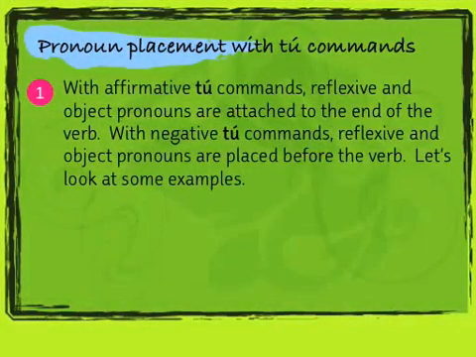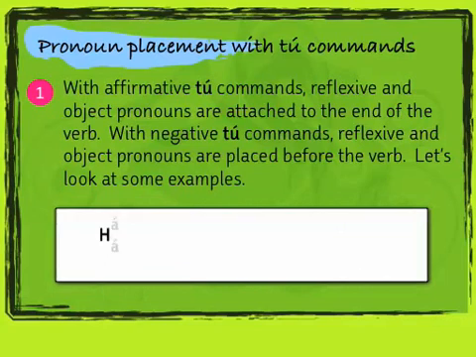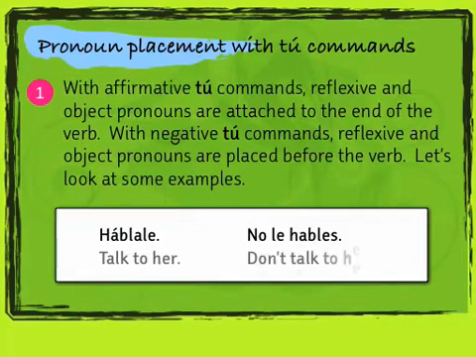Pronoun placement with tú commands. With affirmative tú commands, reflexive and object pronouns are attached to the end of the verb. With negative tú commands, reflexive and object pronouns are placed before the verb. Let's look at some examples. Háblale. Talk to her. No le hables. Don't talk to her.